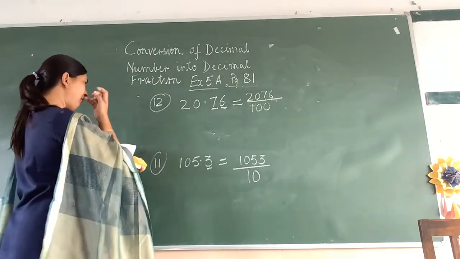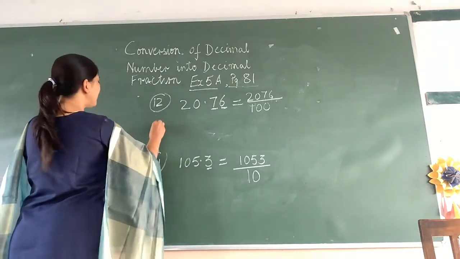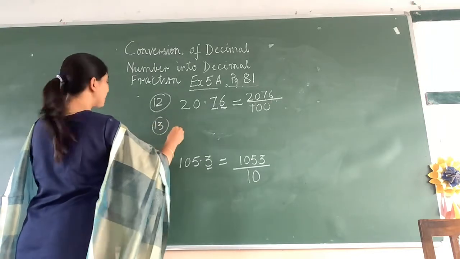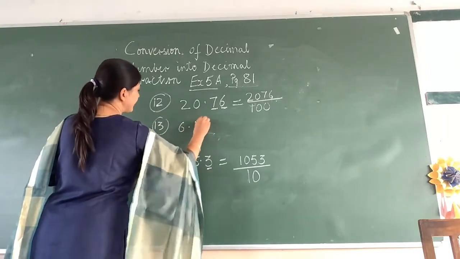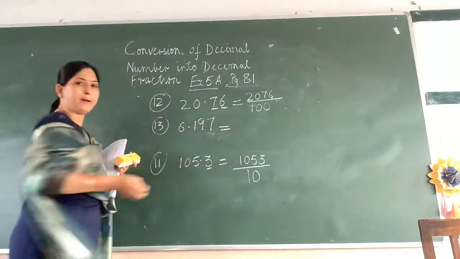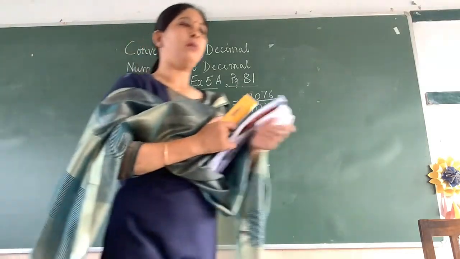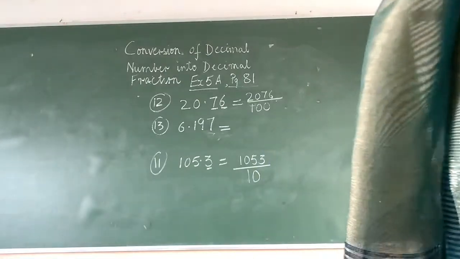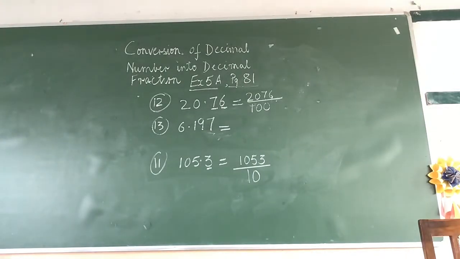Now I want everyone to do sum number 30. 6.197. Just open your practice notebook and try doing this sum. I am giving you 1 minute, children. Come on, children. Do the sum.